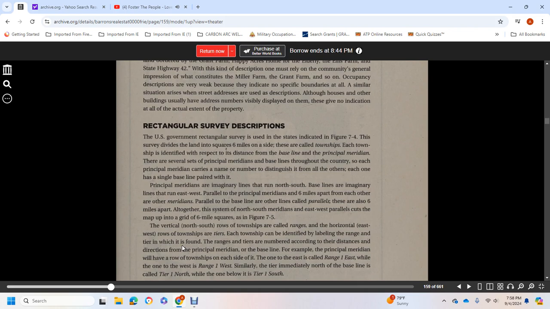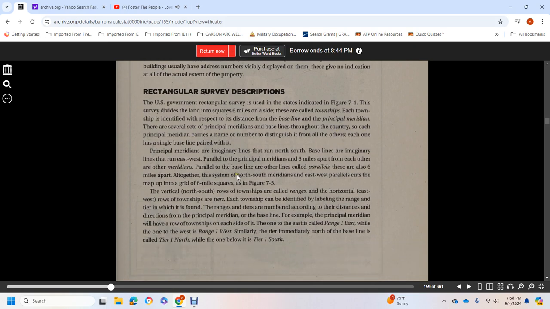Or a rectangular survey. The description of the U.S. government rectangular survey is used in the states indicated in Figure 7.4. The survey divides land into squares six miles on a side, called townships. Each township is identified with respect to its distance from a baseline and a principal meridian. Therefore, there are several sets of principal meridians and baselines throughout the country. So each principal meridian carries a name and a number to distinguish it from all the others. Each one has a single baseline paired with it.